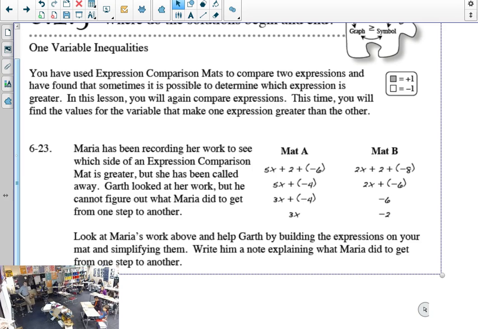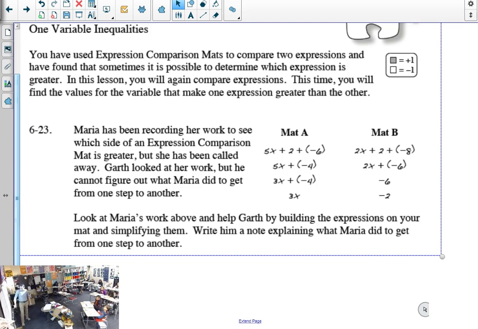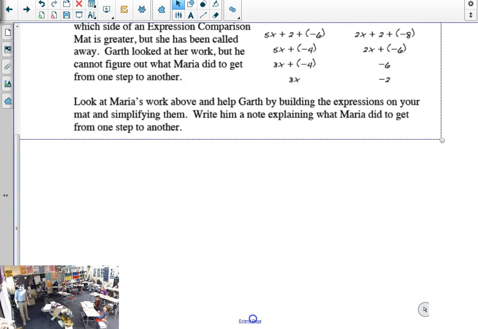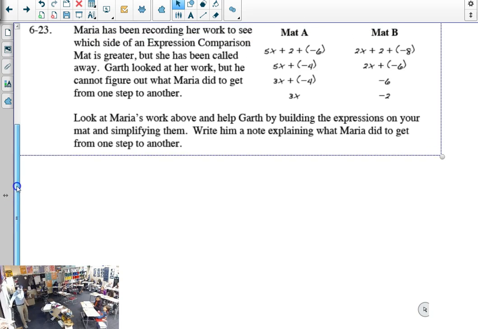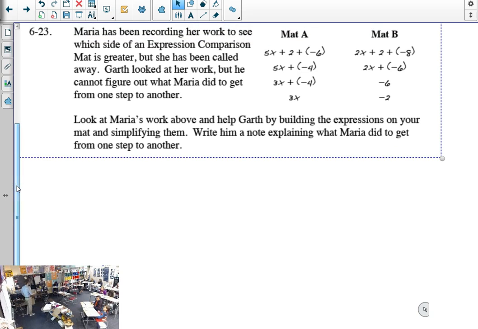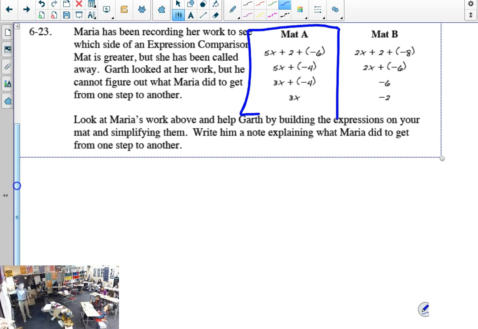So Maria's been recording her work to see which side of the expression Mat is greater, but she didn't quite show her work. So Garth comes up and he's like, hey, I don't quite get what you did going from step to step. So we got to explain how she got from step to step. So if we think about this as Mat A, Mat B, right, so she started with 5x, a positive 2, a negative 6. Over here, 2x, positive 2, negative 8. What did she do going from step 1 to step 2?